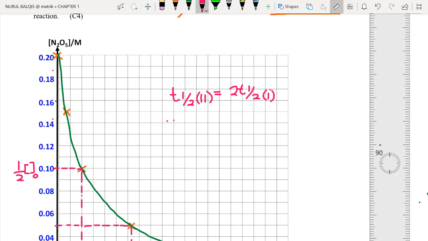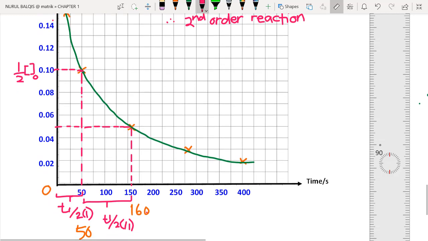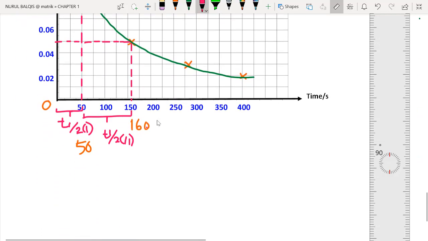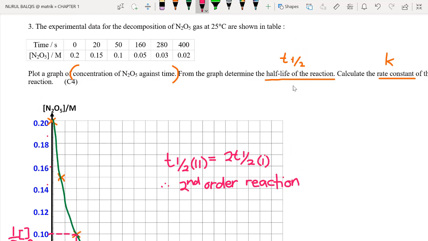Therefore, the order for this reaction is second order. How do we know this? By looking at the difference between the first half-life and the second half-life. So we could see the half-life doubled from the first half-life. Okay, right. So next question is to determine the half-life of the reaction.